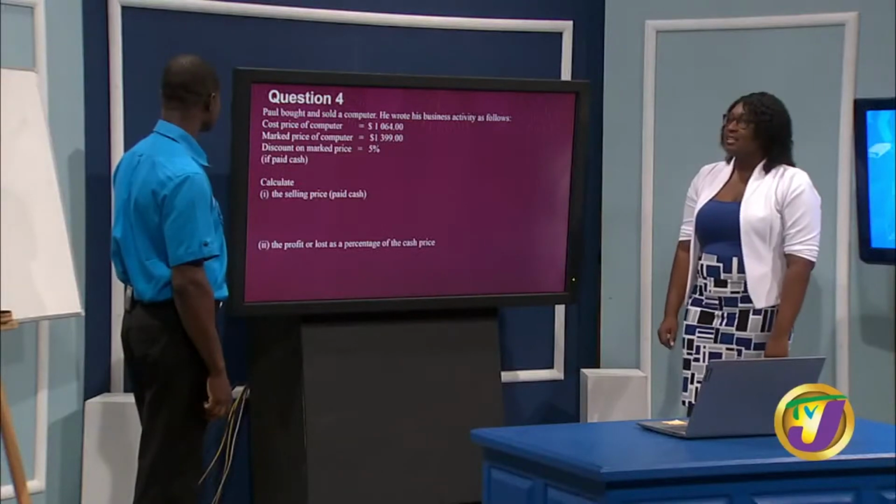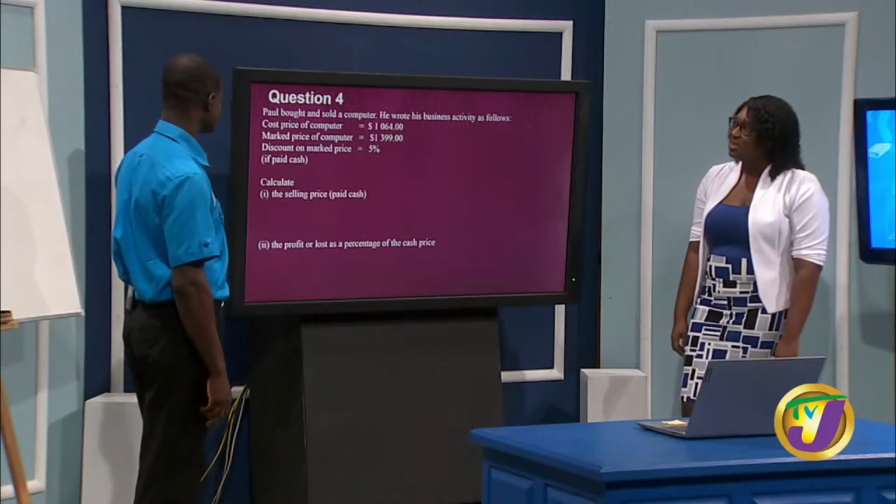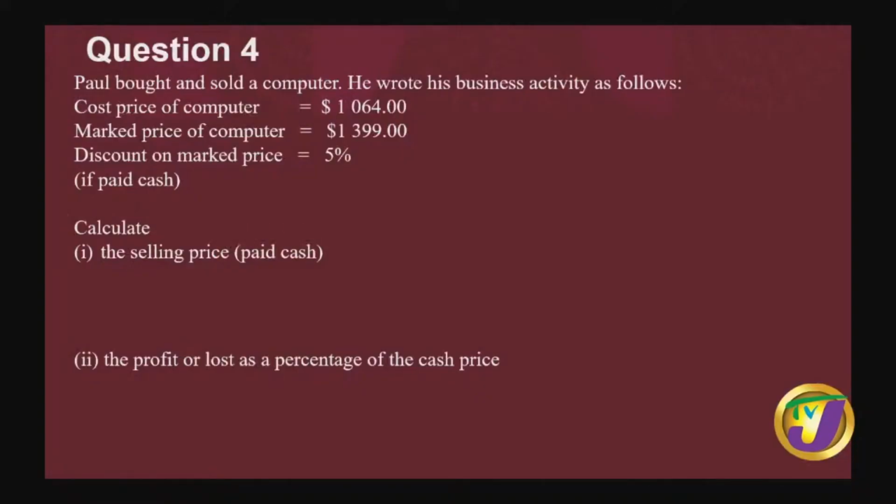All right. So here we have another question, and now we're talking about Paul. Paul bought and sold a computer. He wrote his business activity as follows. The cost price of the computer is $1,064. The mark price for the computer, what's another name for mark price? The selling price, just in case you guys are a little bit confused, is $1,399. And the discount on the mark price, if paid cash, is 5%.